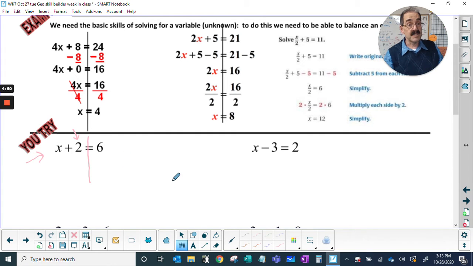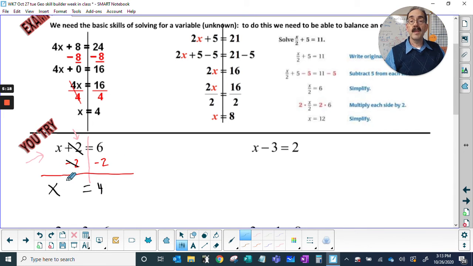What's the opposite of a positive? Negative. -2, -2. Write it on both sides of the equation on the equal sign. If I take away 2 on one side, I have to take away 2 on the other side. Otherwise, I'm not balanced. So draw the line. We bring down the x because it still exists. 2 minus 2 is 0. We bring down the equals because it still exists. 6 minus 2 is 4.